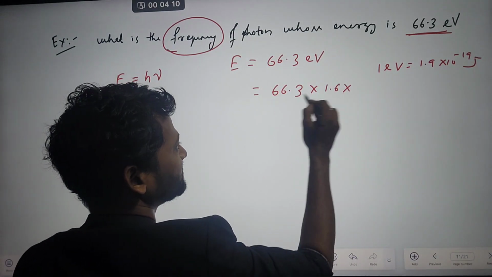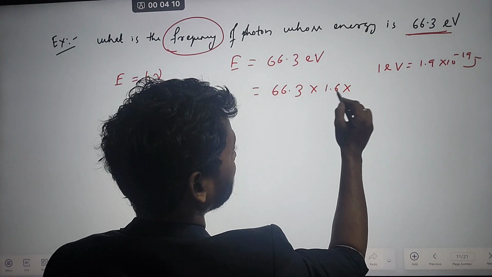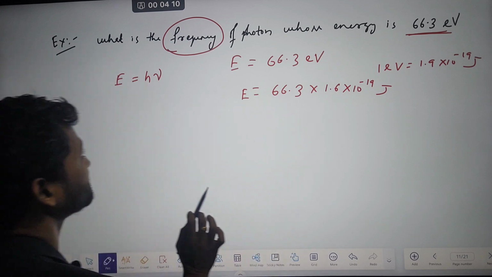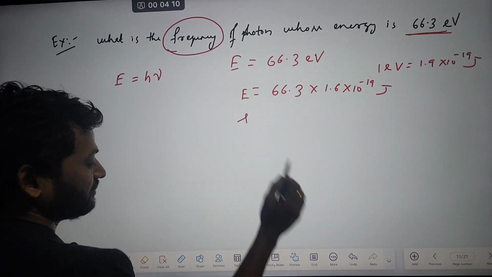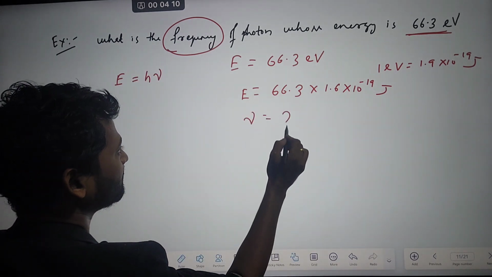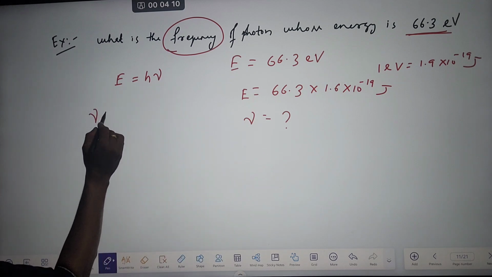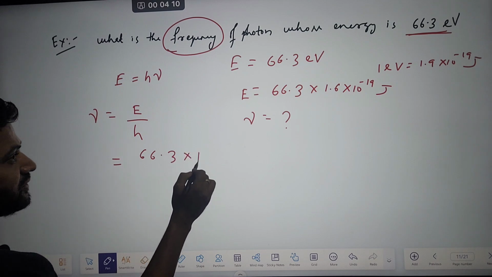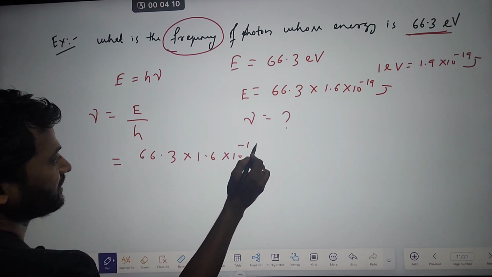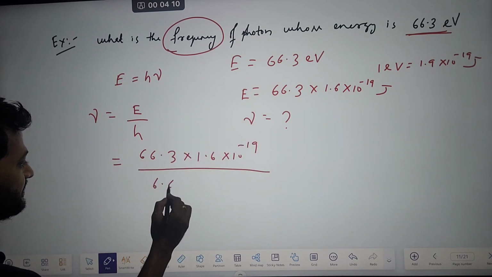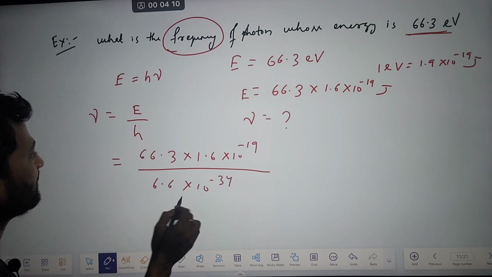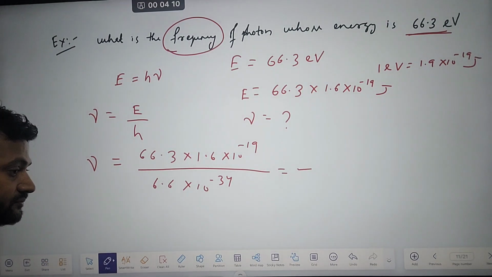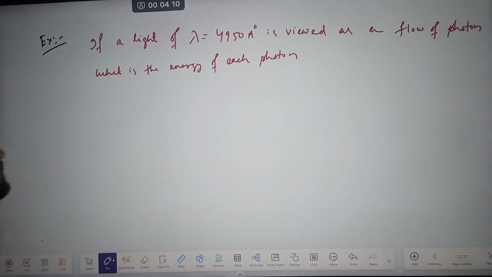So this will become 66.3 into 1.6 into 10 to the power minus 19 joule. This is your energy which is given in the question and you have to find out what frequency. You know E is equal to h mu, so mu is E by h. Just put the value and get the answer: 66.3 into 1.6 into 10 to the power minus 19 upon h, which is 6.6 into 10 to the power minus 34. Just solve it and get the answer. Whatever answer you get, you do it.